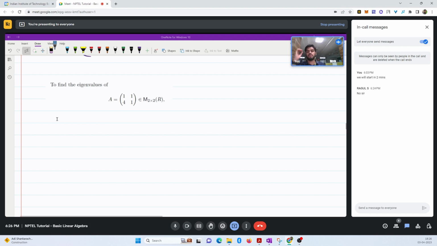Probably I'll give you a hint. What we want to do is the determinant of A minus lambda I equal to 0, and we want to find the values of lambda satisfying this. So we have the matrix with entries 1 minus lambda, 1, 4, 1 minus lambda, equal to 0. We just need to solve this determinant.